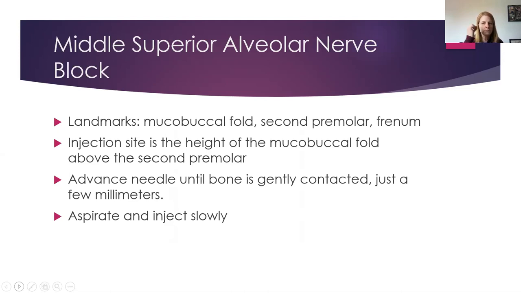This is going to be important to pull the tissue straight out very tight so that your frenum isn't in the way. The injection site is at the height of that mucobuccal fold above the second premolar. You are going to go in about 3 to 5 millimeters. And it says here bone is gently contacted, so just a few millimeters.